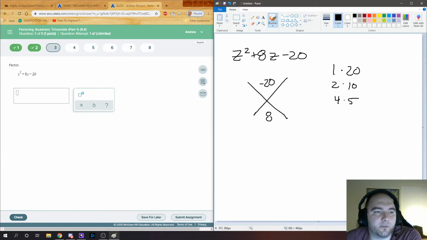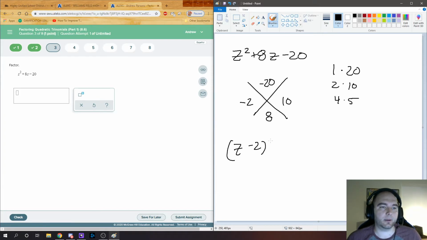So now you're saying to yourself, okay, how could I make 8? Could the numbers 1 and 20 somehow add or subtract to make 8? No. Could 2 and 10 somehow add or subtract to make 8? Yes. So 2 and 10. We're going to need some negative on the 2, though, because it needs to be 10 minus 2, and it does work to make negative 20, right? So that means our final answer will be z minus 2, z plus 10.